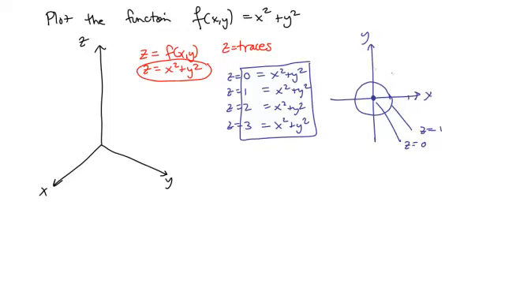When z is equal to 2, it's a circle of radius root 2, about 1.4. When z is equal to 3, it's a circle of radius root 3, about 1.7. So I see that the circles are starting to pack up a little bit more tightly.